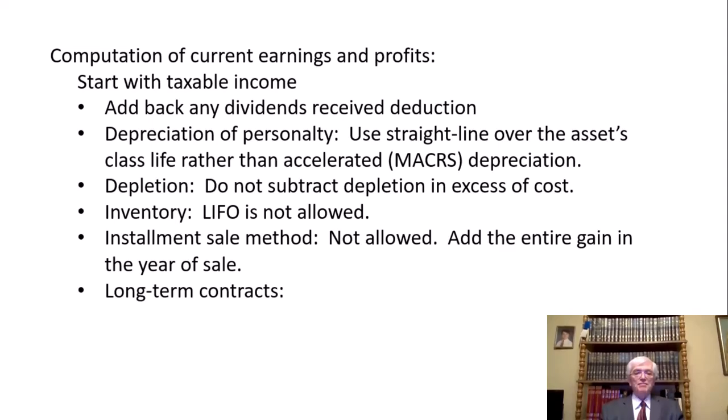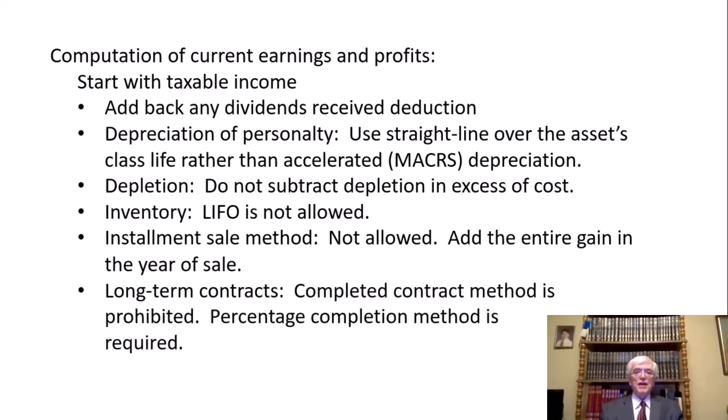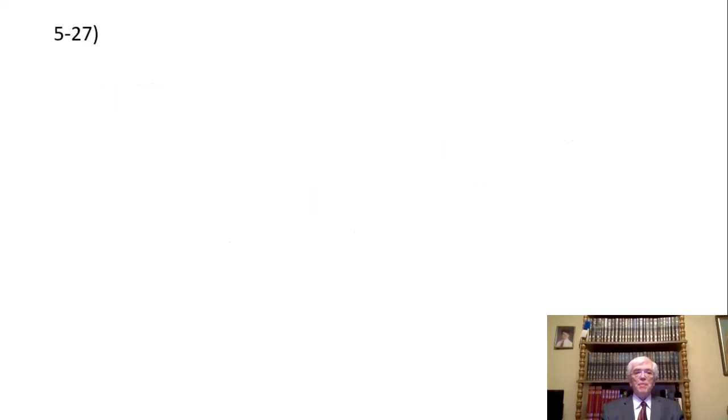Long-term contracts, building ships and buildings and things like that. Completed contract is not allowed. You must use percentage completion. So there's a list of the sorts of adjustments we will make from taxable income to get to current earnings and profits. Again, not an exhaustive list, but these are the big ones.